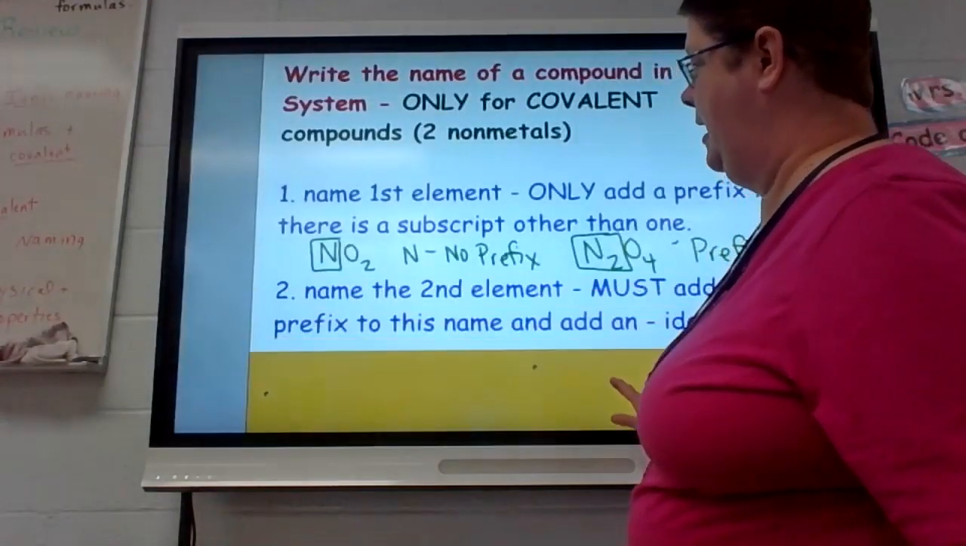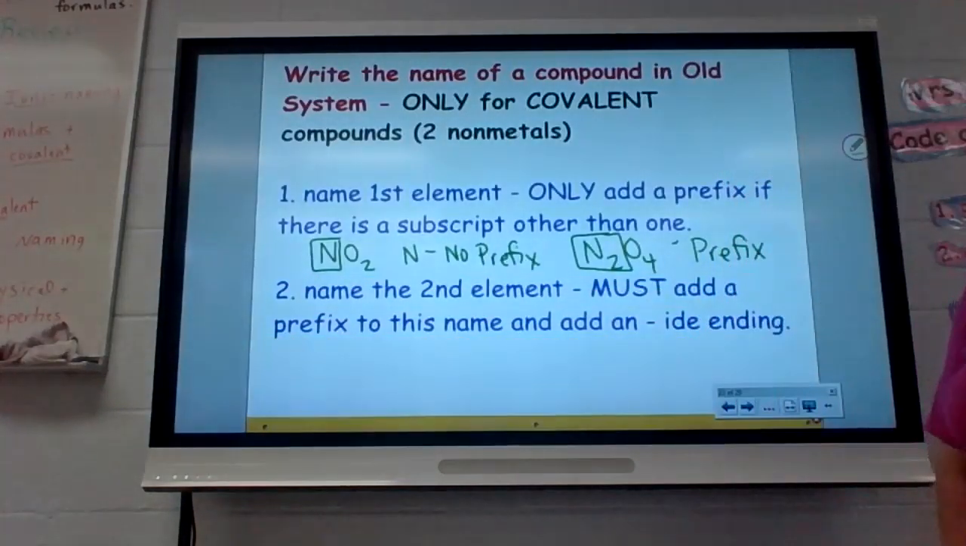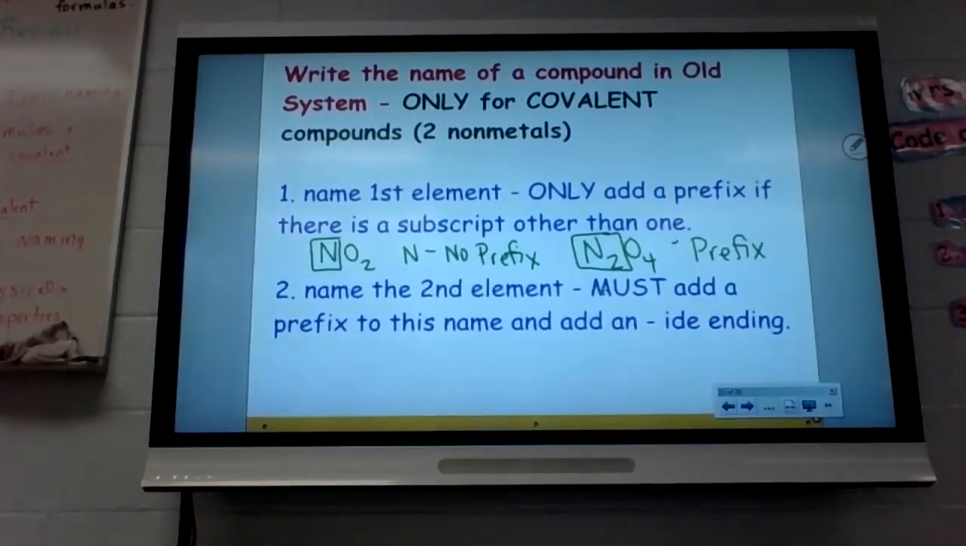Move. All right, the last step. Name the second element, and this time you must add a prefix. And you have to add what ending? IDE. Guys, you're doing two things, really three things, I guess. You're naming the second element, you're adding a prefix, and you're adding IDE. Okay?